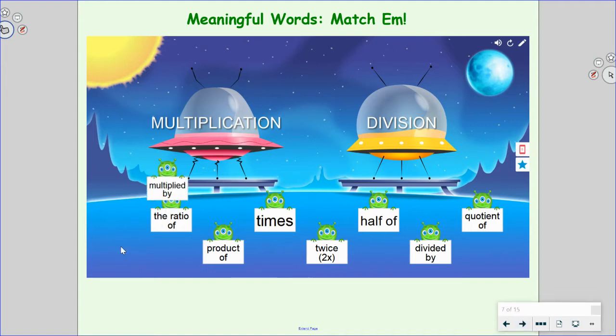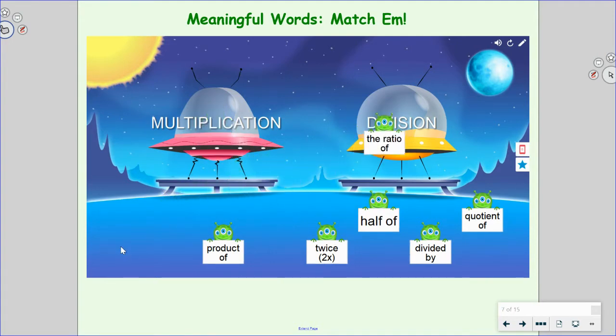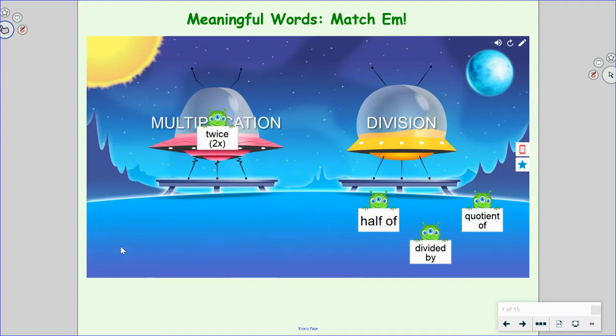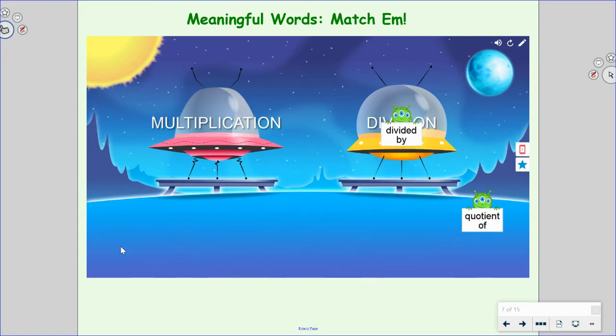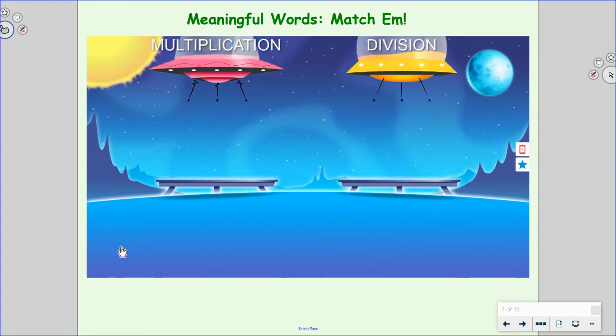Seems obvious, but multiplied by would be multiplication, and times, of course, would be multiplication as well. Ratio is more of a division thing. It's comparing two things or dividing two things. Product is a special word for multiply those two numbers. Twice, naturally, is multiply, but half would be divide. Divided by, yeah, Mr. Callan, and quotient is also a division piece.